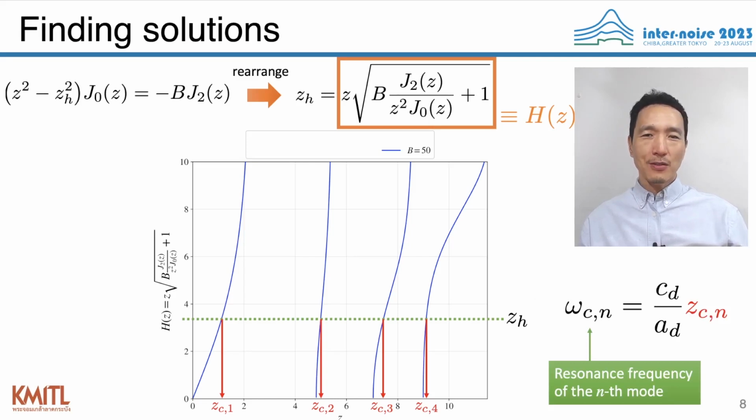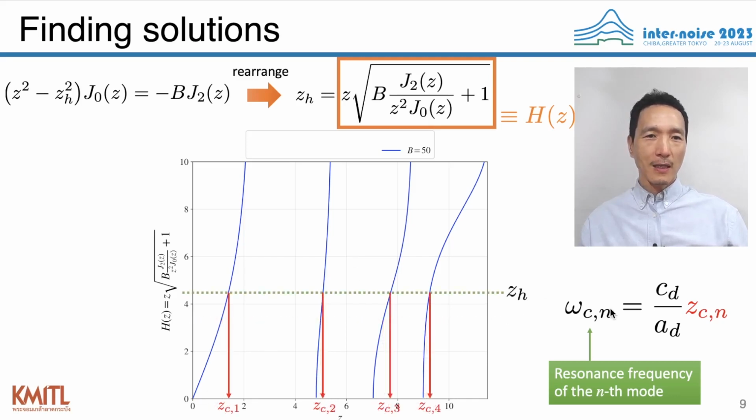If the dimensions of the cavity or the port happen to change, then the new ZH value must be used, and the resonance frequencies will also change accordingly.